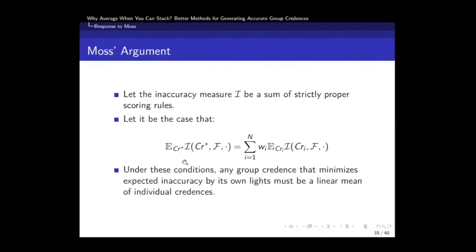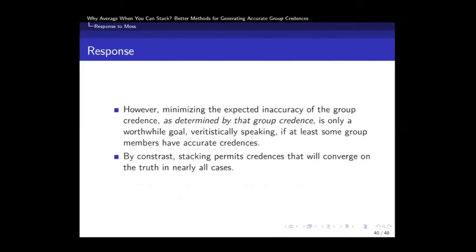So if you're trying to minimize this function here, you'd better have a linear mean of the individual credences when you make the group credence. I've got a very similar response to this, which is that minimizing the expected inaccuracy of the group credence as determined by that group credence, rather than by some sort of true probability distribution, by which I mean not necessarily an objective chance, but the probability distribution derived from the true model, is only going to be a worthwhile goal, veritistically speaking, if at least some group members have accurate credences.